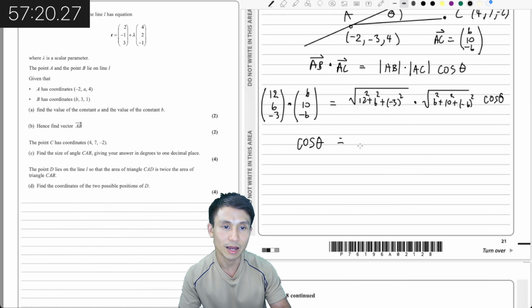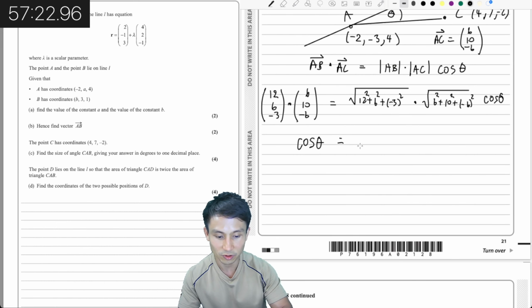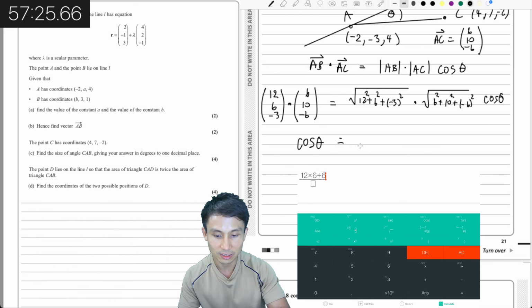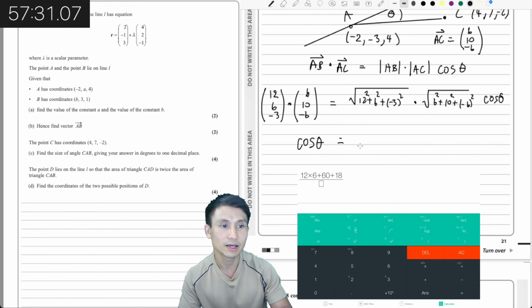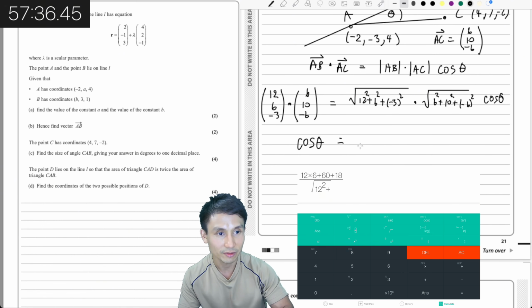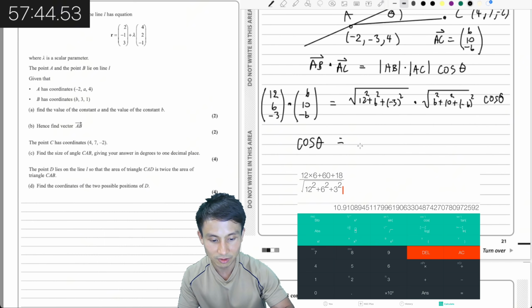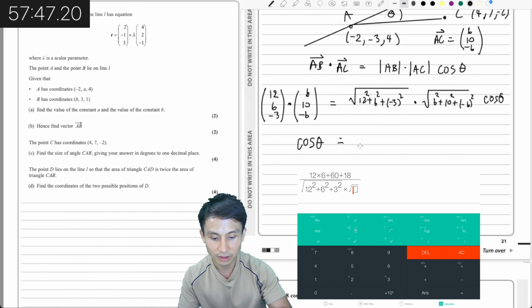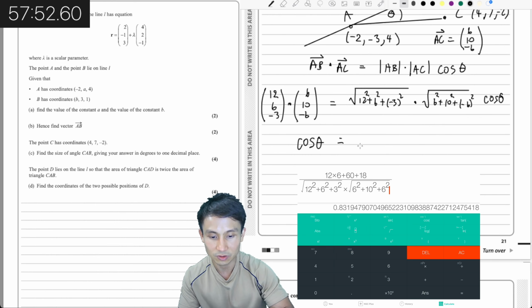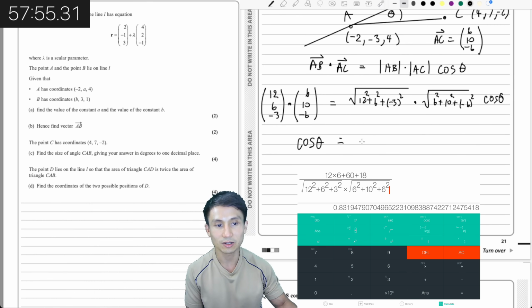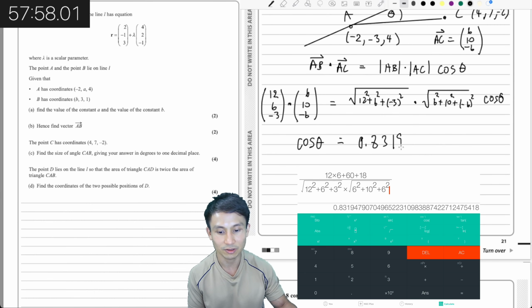Now, but I might need to do the dot product myself. So 12 times 6 plus 60, plus 18. Just the dot product of those two vectors. This will be divided by the two absolutes there. 12 squared plus 6 squared plus 3 squared. Minus 3 squared and 3 squared are the same thing. Multiply, square root again, 6 squared plus 10 squared plus another 6 squared. There you go. So that is the cos theta. I'm just going to write this step first.